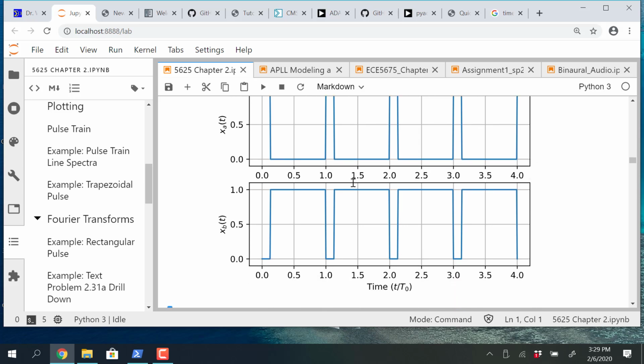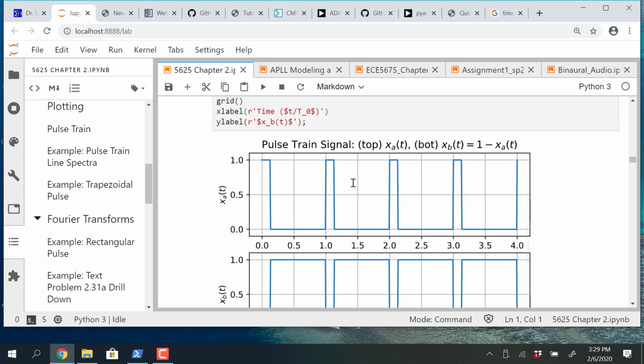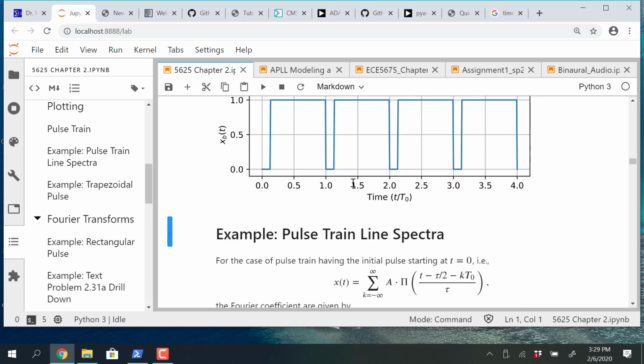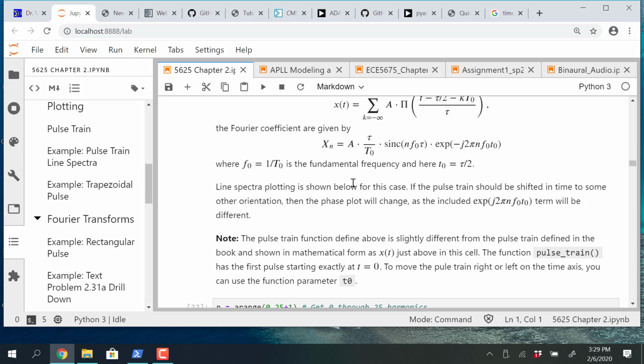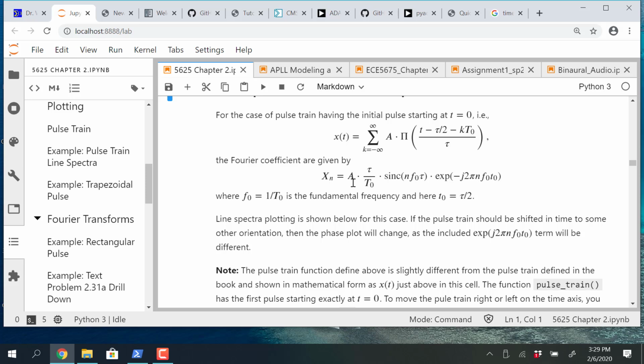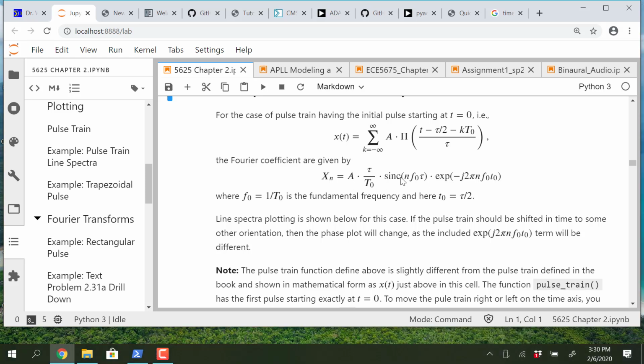But this is a number of periods, however many periods you specify. And it was just for drawing the picture. The line spectra for the pulse train is this formula right here. If you have a pulse train where T naught, there's no offset on the pulse train, so the first pulse is just centered right at 0, then this term right here is going to be e to the j0, which is going to go away. So then you just home in on this part. I won't say anything more because I don't want to give anything away, but that's the time 0-centered pulse train.